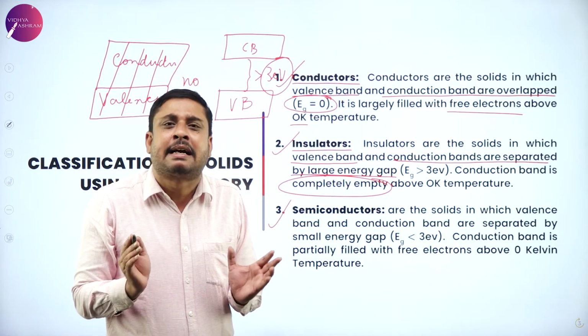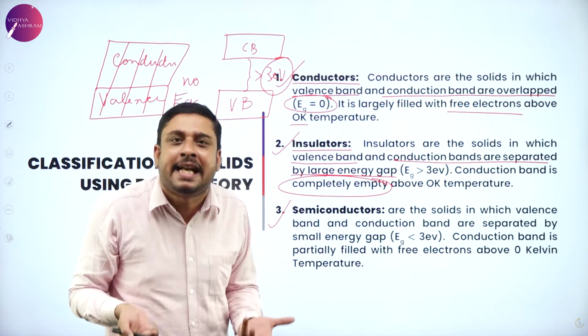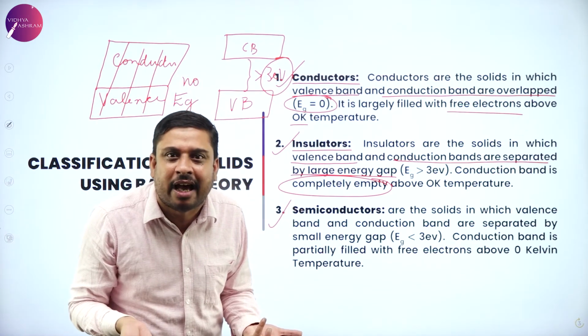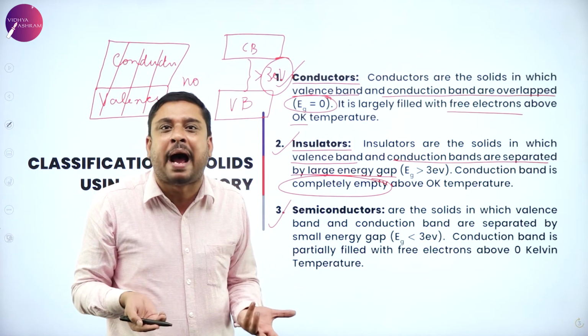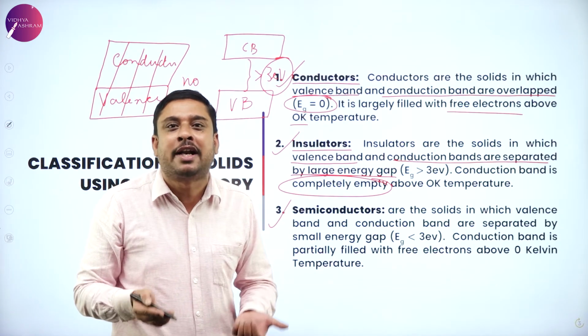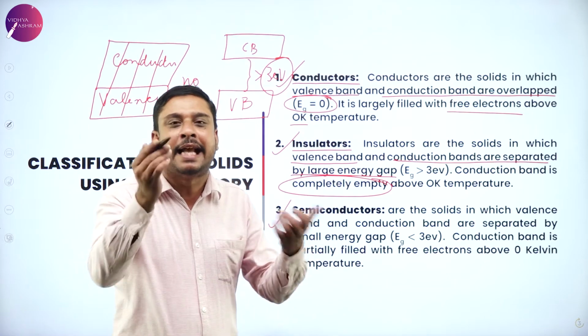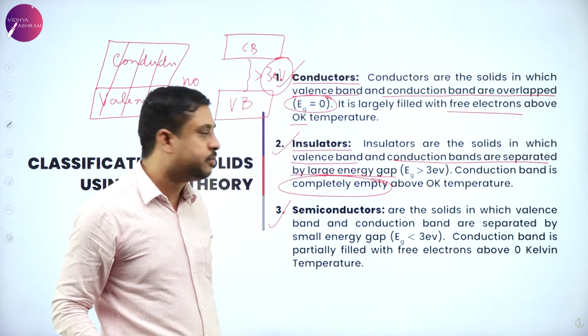Insulators ಅಲ್ಲಿ ಕಂಡಕ್ಷನ್ ಆಗ್ಲಿಕ್ಕೆ ಚಾನ್ಸೇ ಇಲ್ಲ. ಸೊ ಕಂಡಕ್ಷನ್ ಎಲೆಕ್ಟ್ರಾನ್ಸ್ ಎಲ್ಲಿಂದ ಬರುತ್ತೆ? ಸೊ ದಿ ಕಂಡಕ್ಷನ್ ಬ್ಯಾಂಡ್ ಇಸ್ ಕಂಪ್ಲೀಟ್ಲಿ ಎಂಟಿ. ದ ಹೌಸ್ for conduction electrons is completely empty. That is what an insulator is.